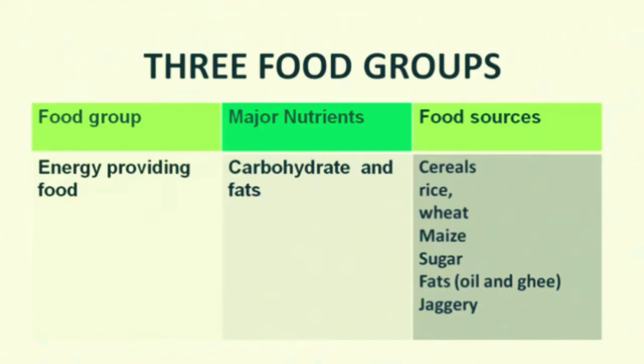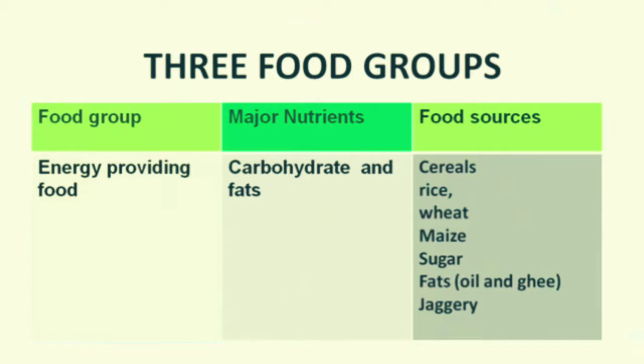Let us see the three food groups in this table. The first table tells us about the energy providing foods, and the major nutrients of energy providing foods are carbohydrates and fats. And what are the food sources from which we can get these energy providing foods?